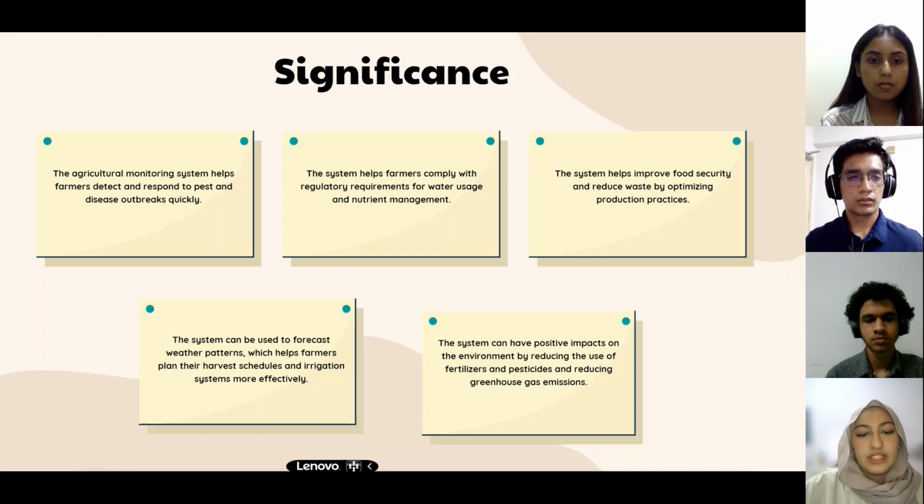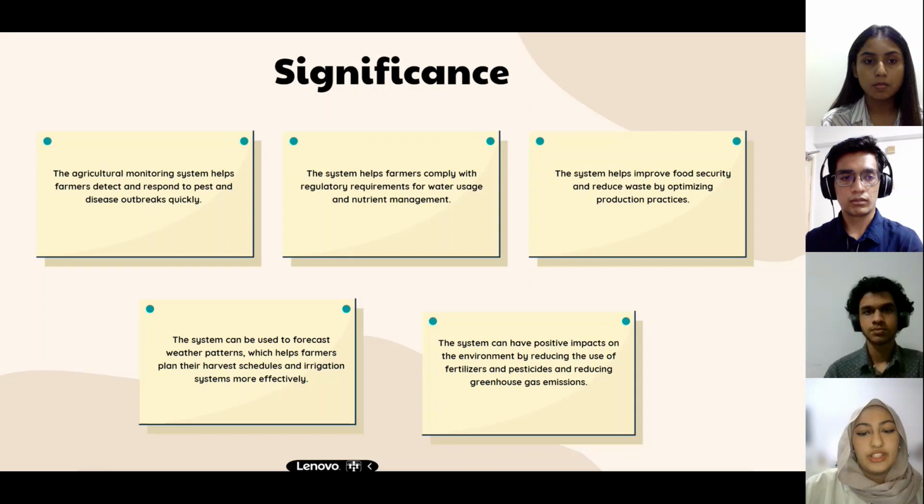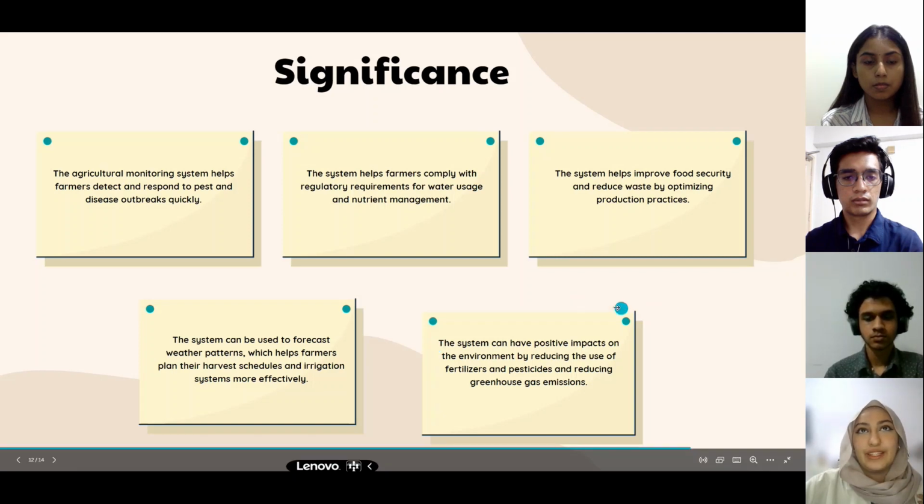And the other benefit is that the system provides weather data that can help farmers plan their harvest schedules and irrigation systems more effectively, so reducing water waste as well as increasing crop yields. It can also help farmers reduce the dependence on synthetic fertilizers, which comes to the last benefit: it reduces the use of fertilizers and pesticides, so it's healthier for the environment. It reduces greenhouse emissions, which helps to mitigate climate change. So that's it for the significance.